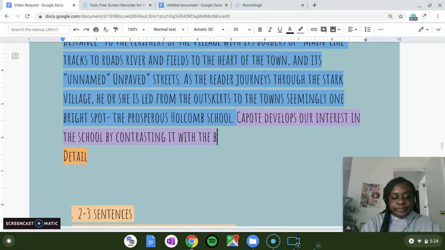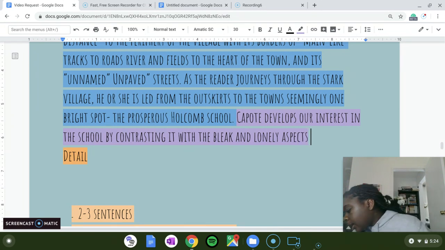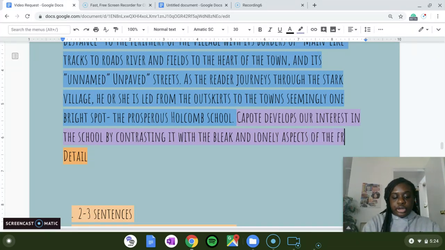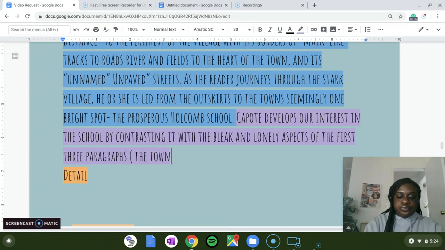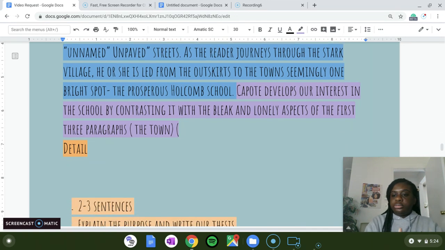So let's continue. Capote develops our interest in the school by contrasting it with the bleak and lonely aspects of the town, or of the first three paragraphs. You could say the town, or the past, or the first three paragraphs. And then let's continue.